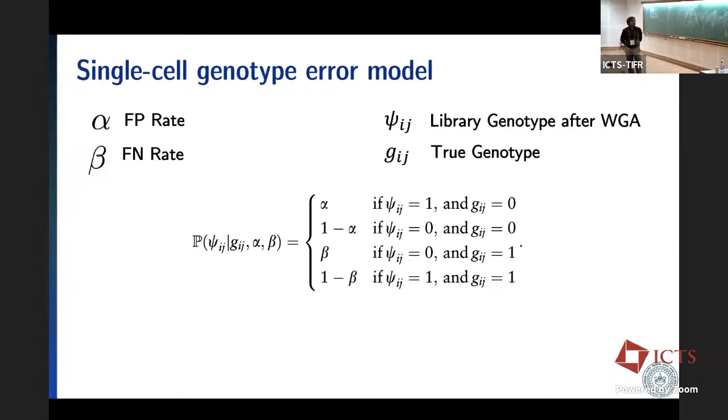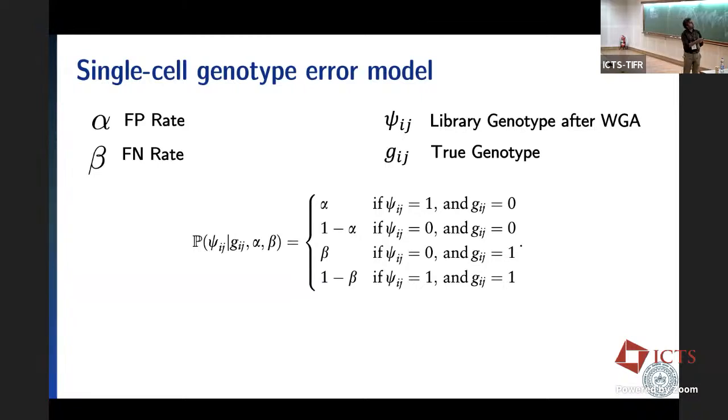What is this probability distribution? This is very simple. So if I am saying that the true genotype is 0, that means the actual site is not mutated in that cell, right? True genotype is 0. And if we are saying that psi ij, that is the library genotype after whole genome amplification, is 1, that means this is a clear case of false positive, right?